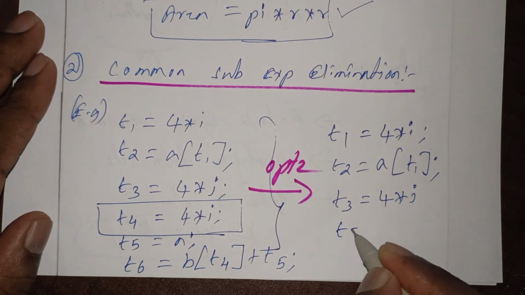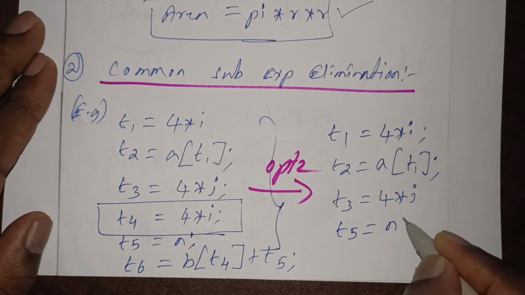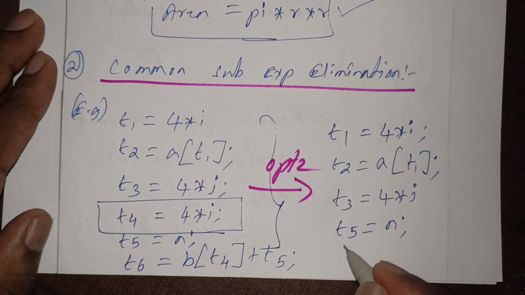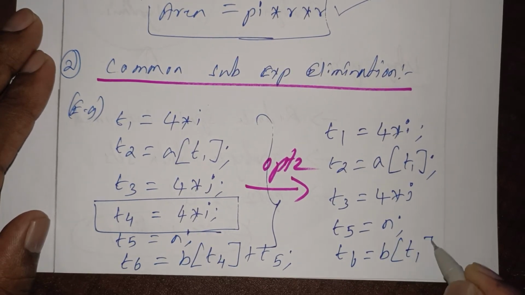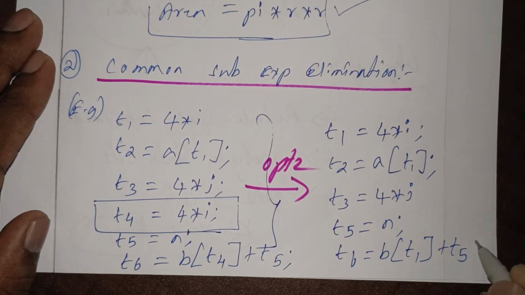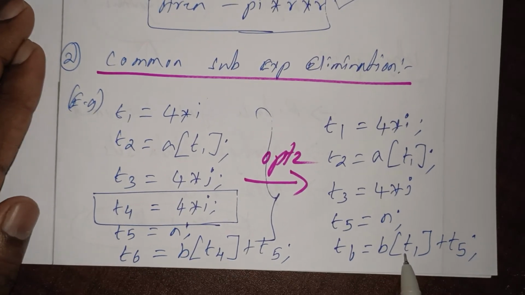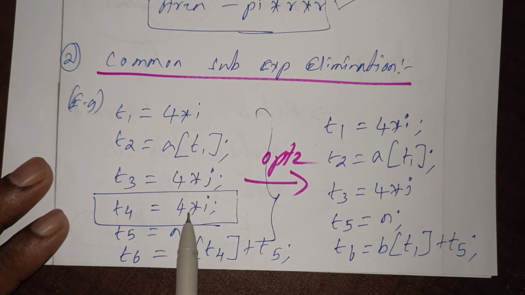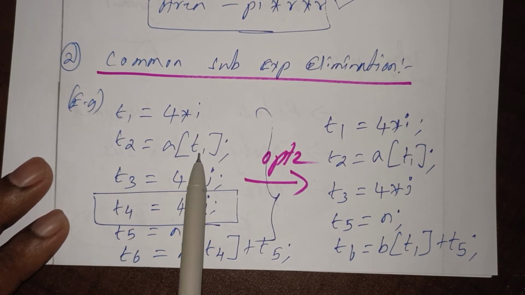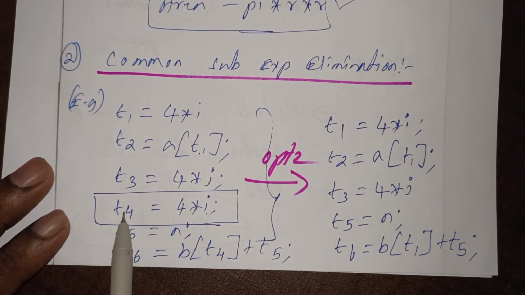So here T5 is equal to N. Here T6 is equal to B of T1 plus T5. I hope you understand. Now this doesn't make any difference. Why? Because T1 is equal to 4 asterisk I, and T4 is also 4 asterisk I. T1 is computed in the second line, but T4 is not computed in any line other than this T6.